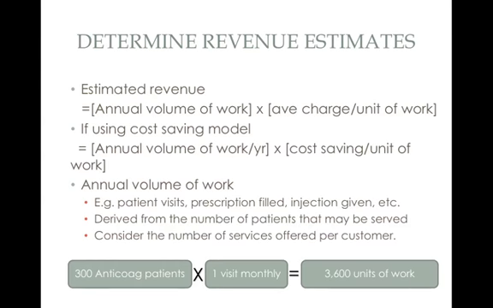The estimation of market size is needed before doing an annual volume of work estimation. Let's use an anticoagulation service as an example. If you charge patients for each blood test check, each patient will likely come back at least monthly for lab monitoring. So, if you have 3,000 patients, and if each patient comes back monthly, then your annual volume of work will be 3,000 times 12, 36,000 units of annual volume of work.